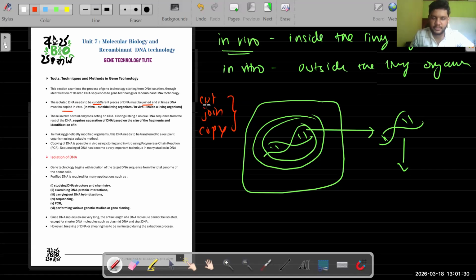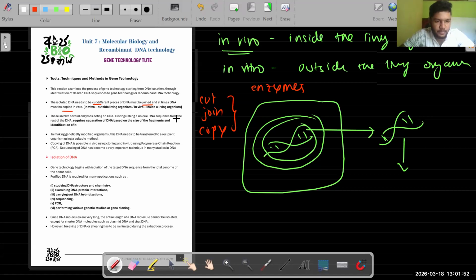For these three things to take place during DNA isolation, we need some sort of compounds called enzymes. Is this the first time you're coming across this word, enzymes? No, right? You have come across these enzymes. Now we'll be understanding what those enzymes are. These involve several enzymes acting on DNA.